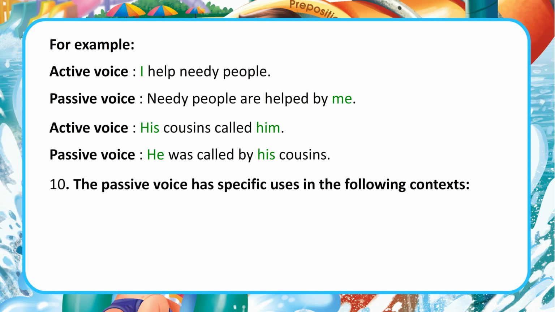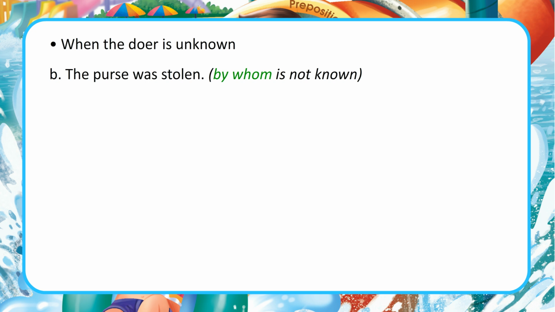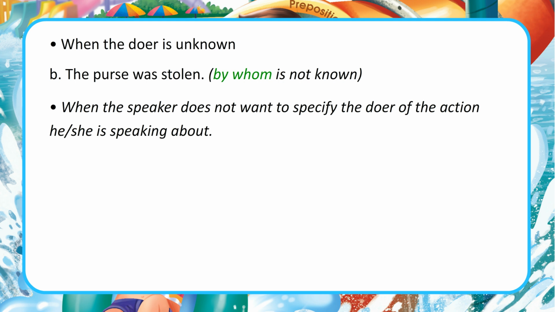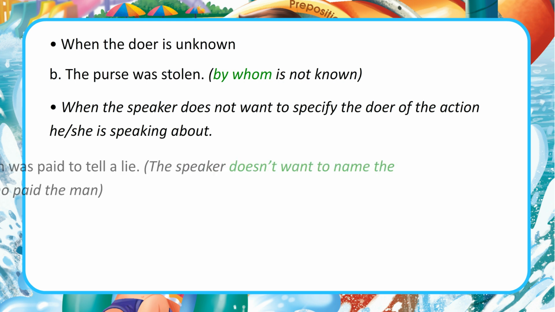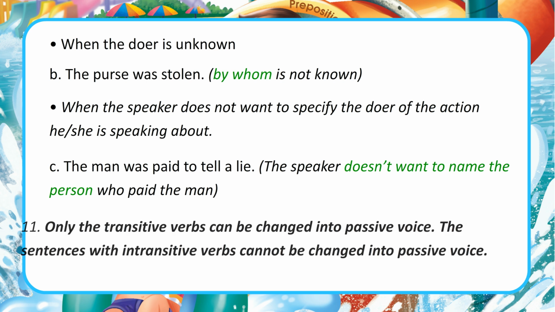10. The passive voice has specific uses in the following contexts. When the doer is understood. For example, A. The thief was caught by the police is understood. When the doer is unknown. B. The purse was stolen, by whom is not known. When the speaker does not want to specify the doer of the action he or she is speaking about. C. The man was paid to tell a lie. The speaker doesn't want to name the person who paid the man.